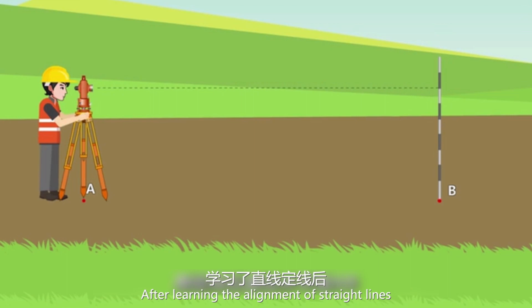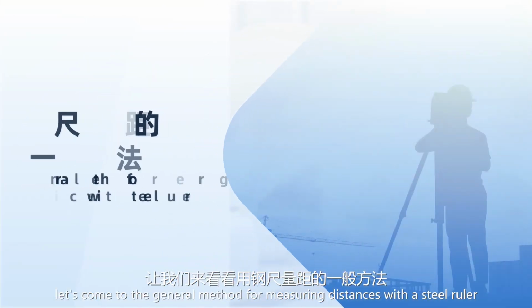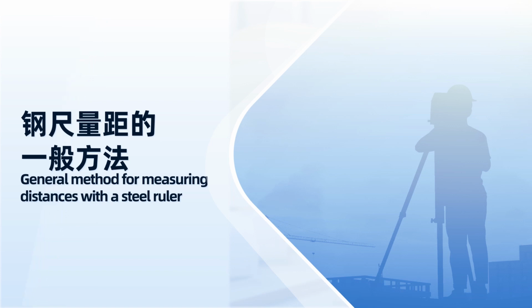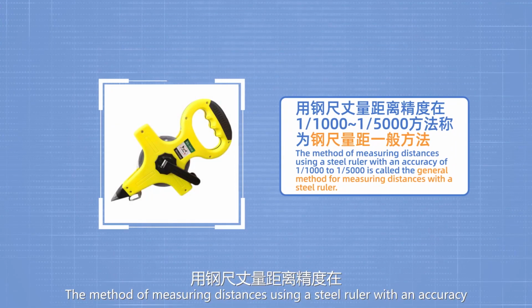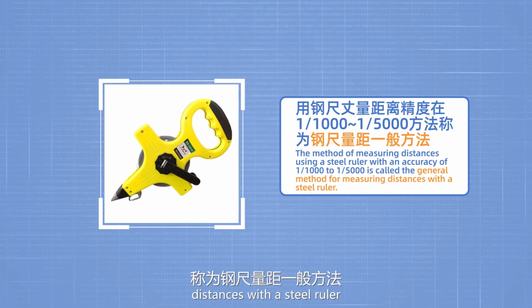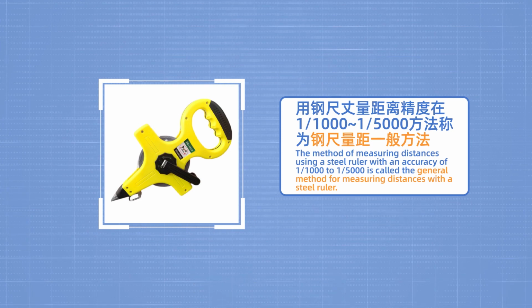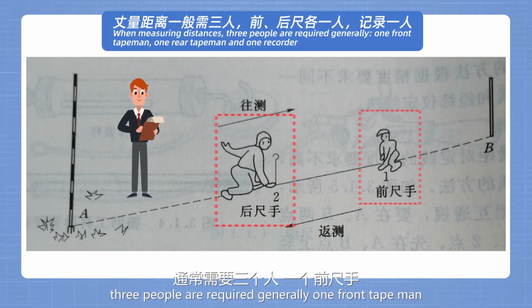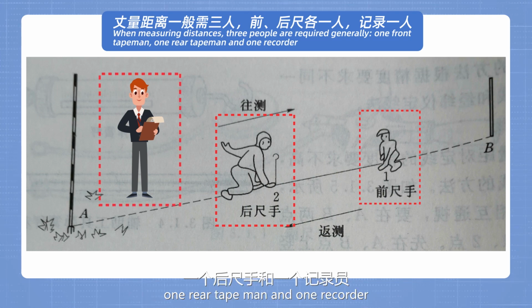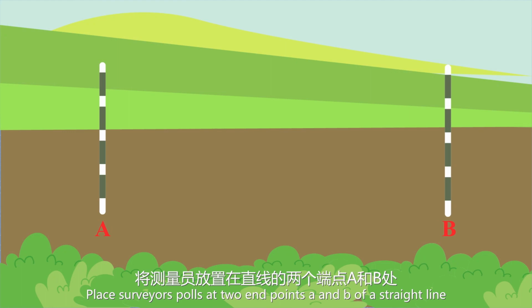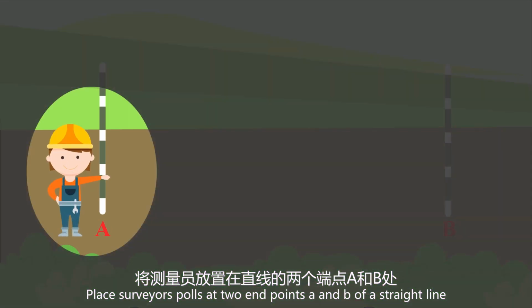After learning the alignment of straight lines, let's come to the general method for measuring distances with a steel ruler. The method of measuring distances using a steel ruler with an accuracy of 1/1000 to 1/5000 is called the general method for measuring distances with a steel ruler. When measuring distances, 3 people are required generally: 1 front tape man, 1 rear tape man and 1 recorder. Place surveyor's poles at 2 endpoints A and B of a straight line.